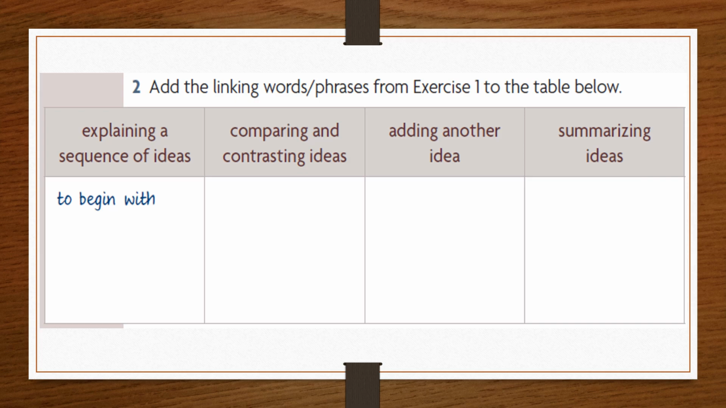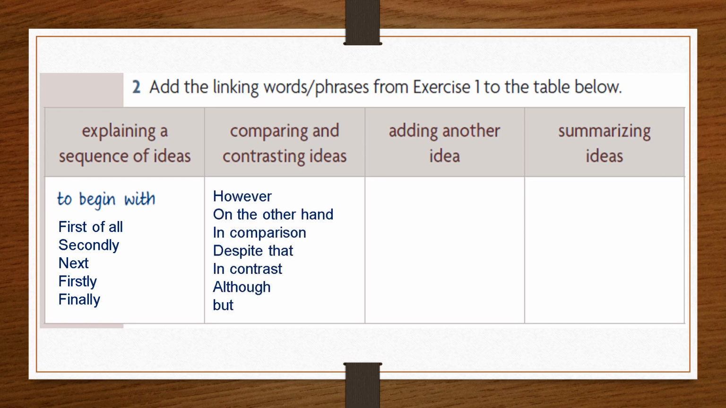Let's put them together in one table. The linking words or phrases, some are used for explaining a sequence of ideas. For example, to begin with, first of all, secondly, firstly, finally, next. These are explaining a sequence of ideas. Others are used for comparing and contrasting ideas, like however, on the other hand, in comparison, despite that, in contrast, although, but.